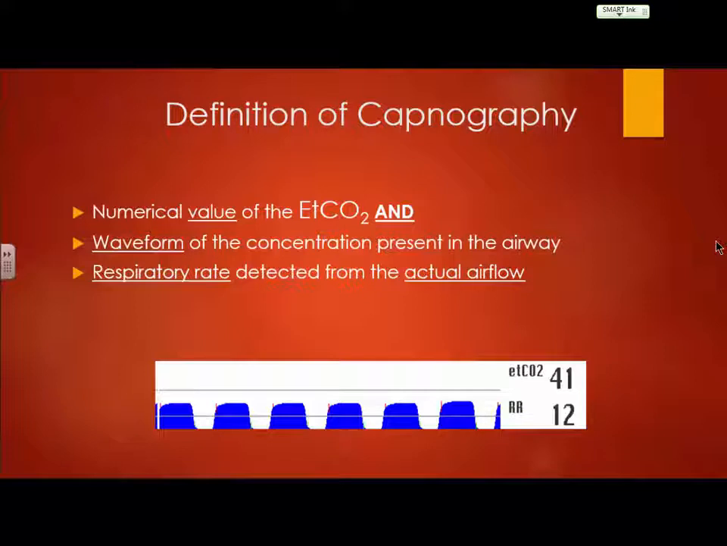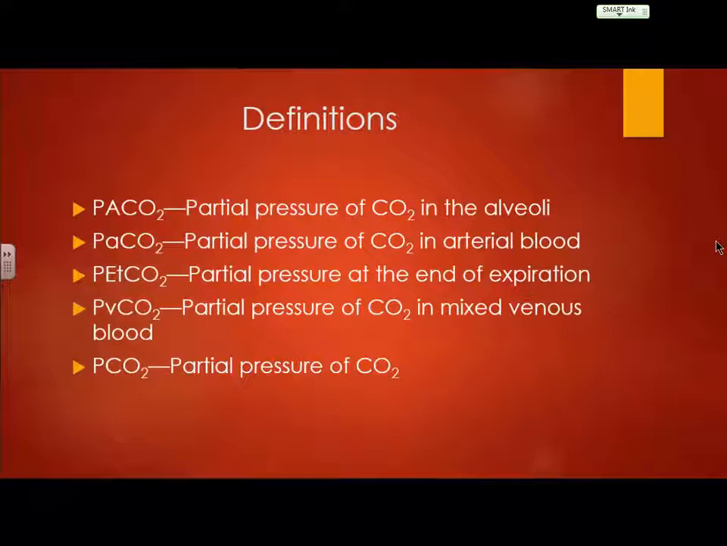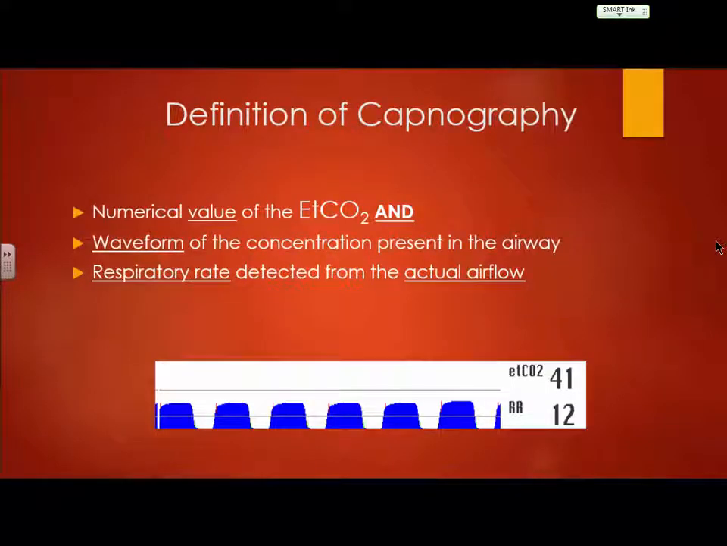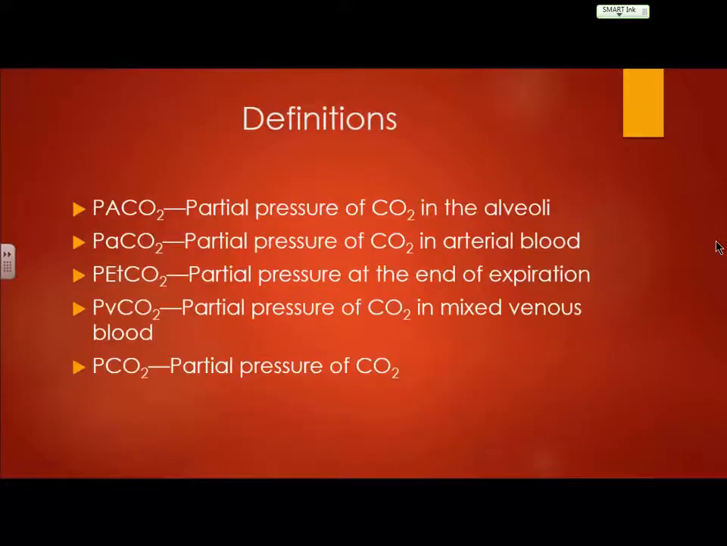Your respiratory rate is detected from the actual airflow, so what's going in and what's going out. We know that. But what I really want you to understand, especially when we get into looking at waveforms, is that this waveform is a measurement of the concentration of CO2, all right? So this waveform is measuring the amount of CO2 that comes out. Does that make sense? Yes. So when you're inhaling, you actually aren't going to get anything. When you exhale, that's when it spikes up and comes down, okay?